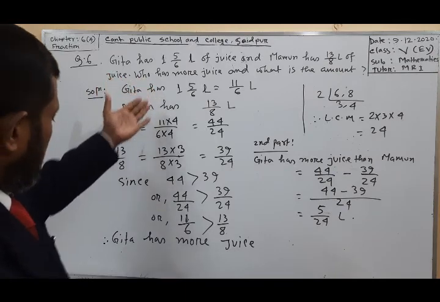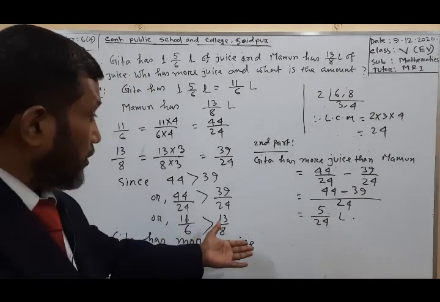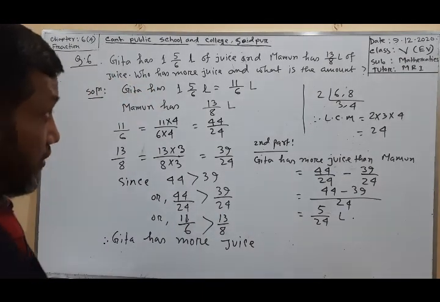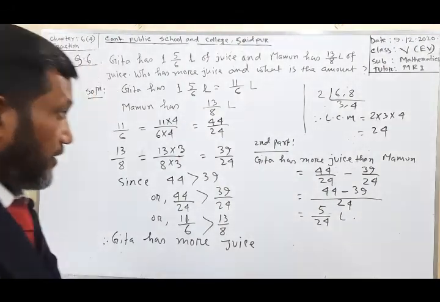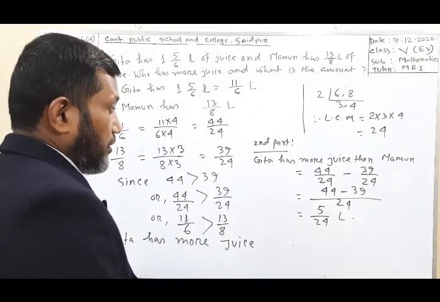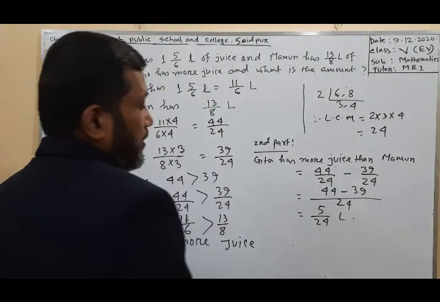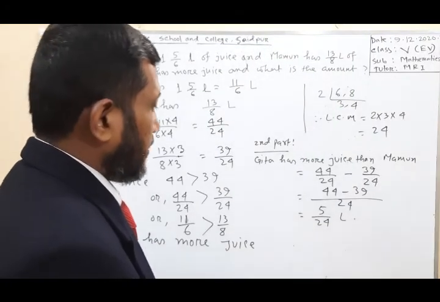The answer to the first question is that Geeta has more juice, and for the second question, what is the amount? Geeta has more juice than Mamun, by 5 by 24 liter. This is the answer to the second question.